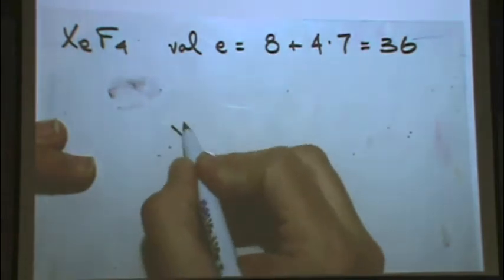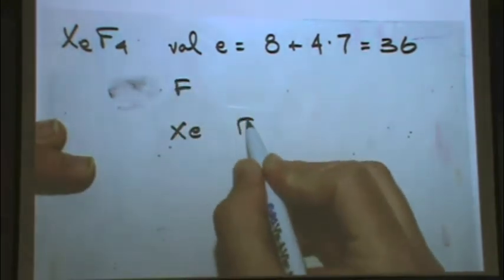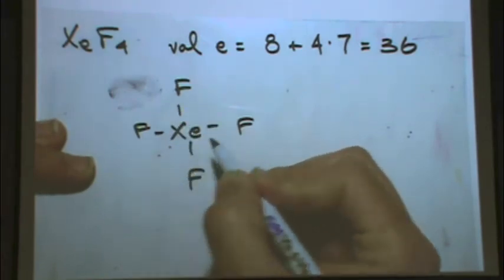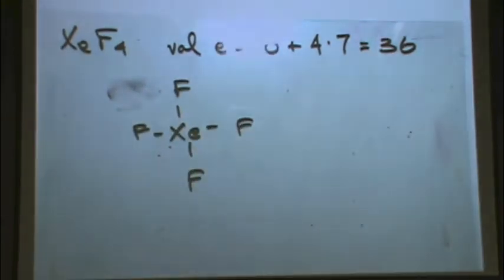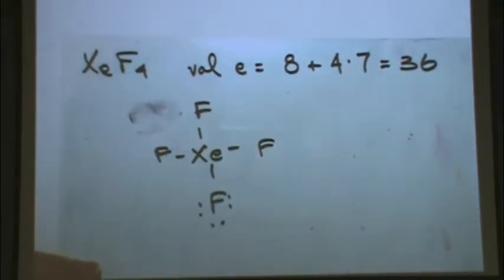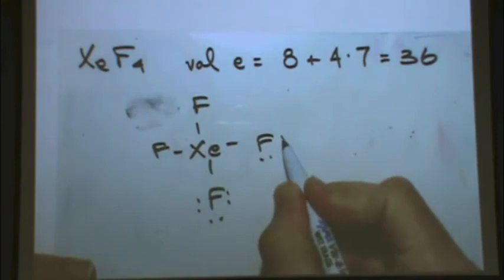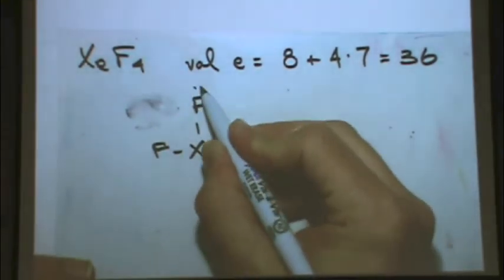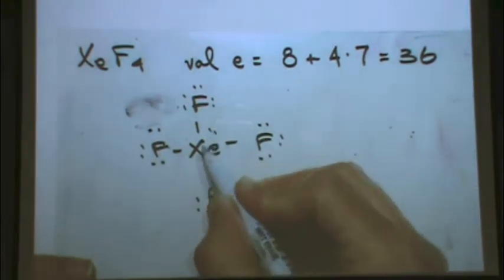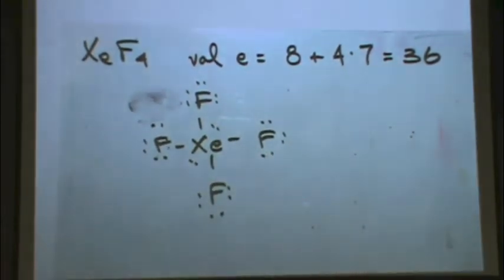So we've got a xenon surrounded by 4 fluorines. 2, 4, 6, 8 to form the skeleton, 8 of 36. Now let's do the lone pairs. 8, 10, 12, 14, 16, 18, 20, 22, 24, 26, 28, 30, 32. I need 4 more. I'm going to put them on the center xenon.